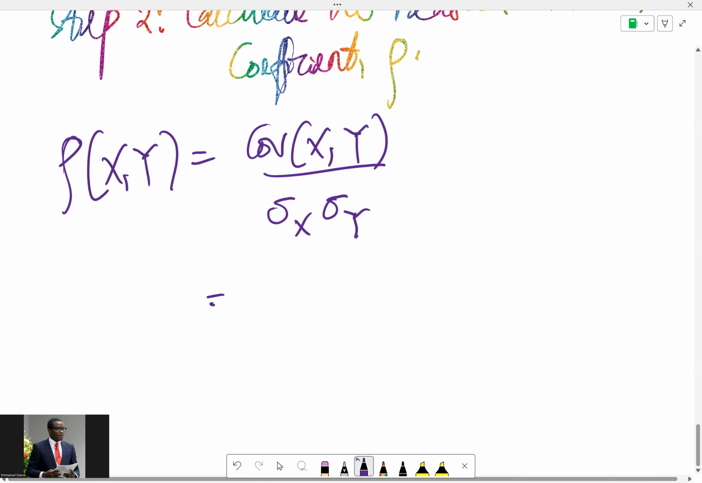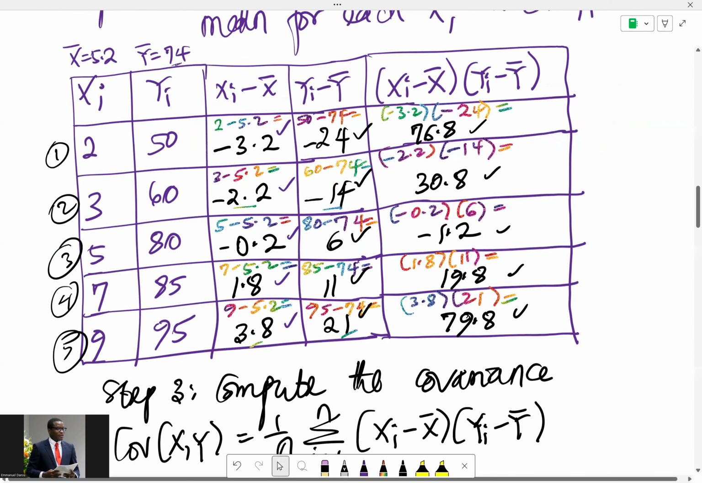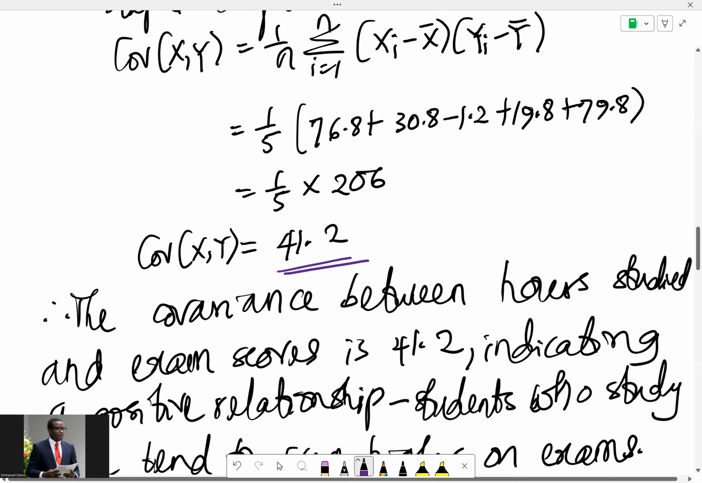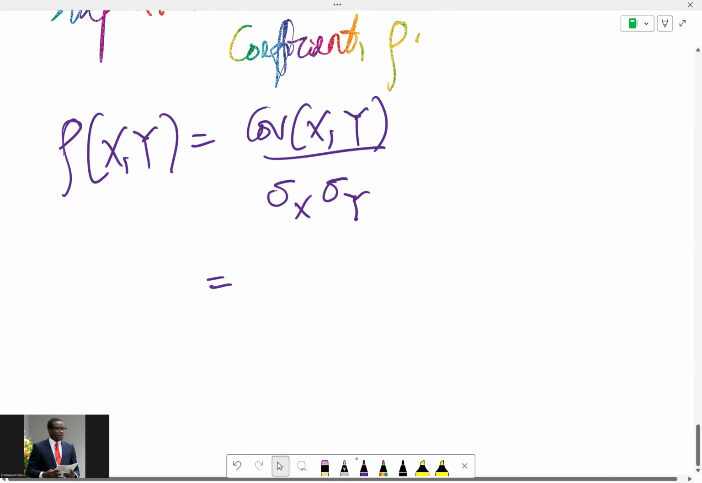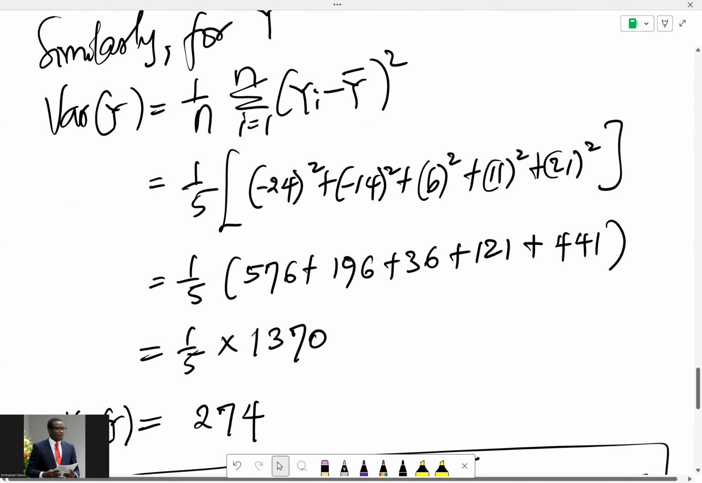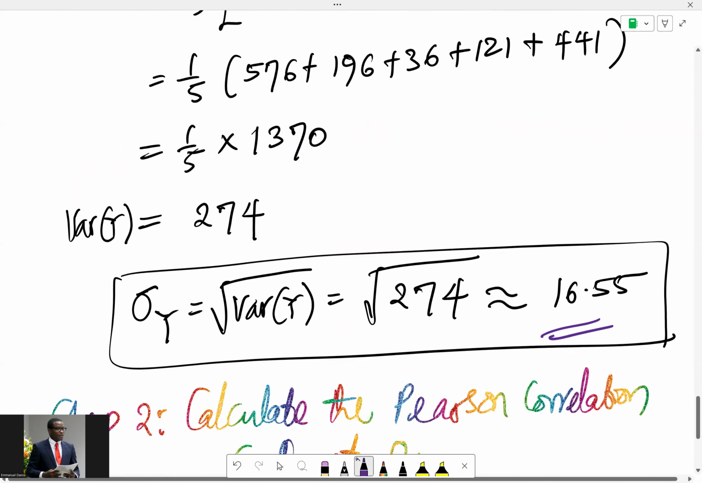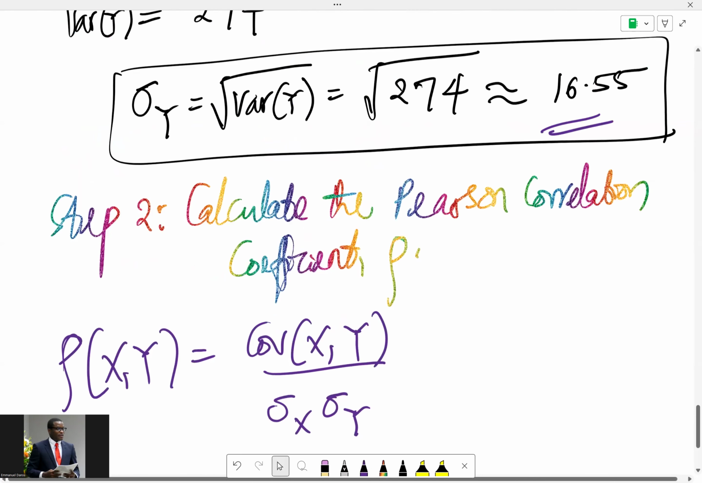Interestingly, we already had the covariance of x comma y. That was the first thing we did. In case we have not done that before, we have to now go through all these steps. So that's why it's better to calculate the covariance first. So the covariance we got to 41.2. Now we want to standardize it by dividing by the product of the standard deviations. So that's 41.2 divided by 2.56 multiplied by 16.55. The two standard deviations we just obtained: 16.55 for variable y and 2.56 for variable x.